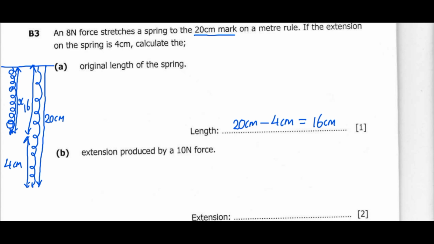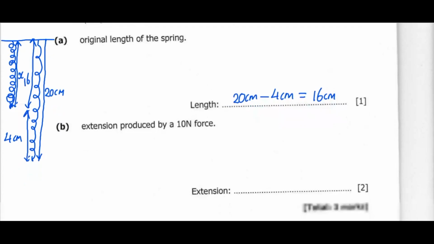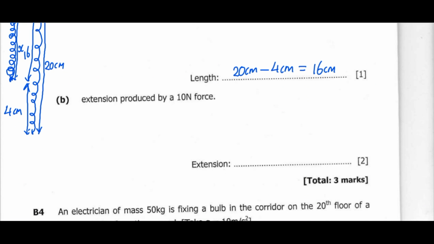Okay, so now we move on to question B. Extension produced by a 10 Newton force. Now, let's see if we can find the equation. We know that the force is directly proportional to extension under Hooke's law. So if we introduce our K, we are going to have F = KE. And if we make K the subject of the formula, this will give us K is equal to F over extension.